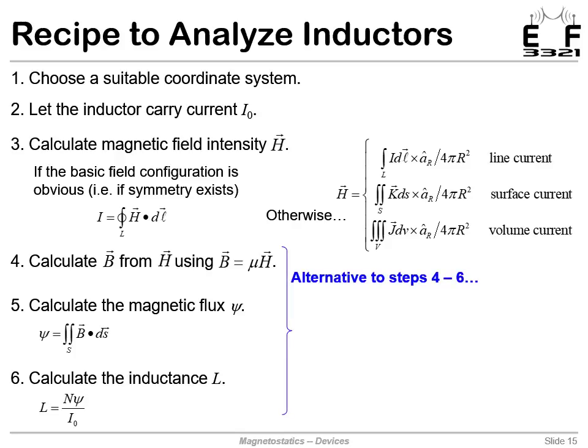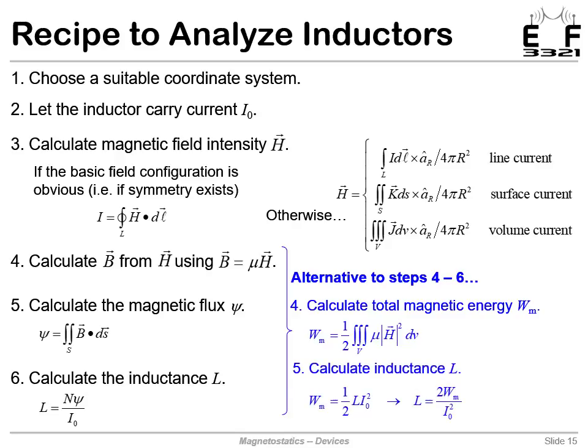There's an alternate way to do that. We can go step 1, 2, 3. So at the end of step 3, we know the magnetic field intensity. We can do something else at this point. Given H, we can calculate the total magnetic energy. If we know the energy, then we just use our circuit theory equation, which knows the energy in an inductor is 1/2 L i squared. We can solve this for inductance. So given total energy, we can divide by the square of the current to get inductance. Both work, both are equivalent, and in the following examples, we'll end up doing both just to illustrate both.